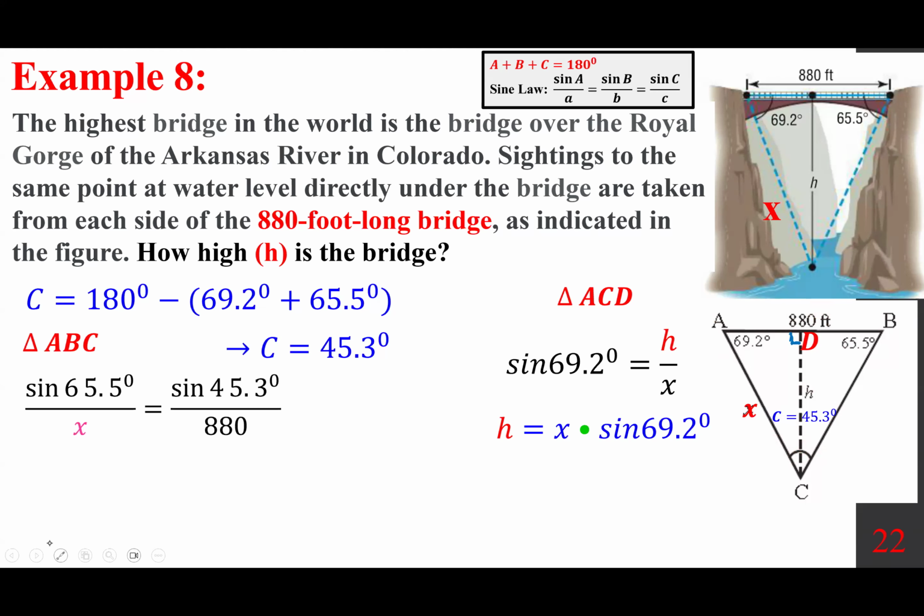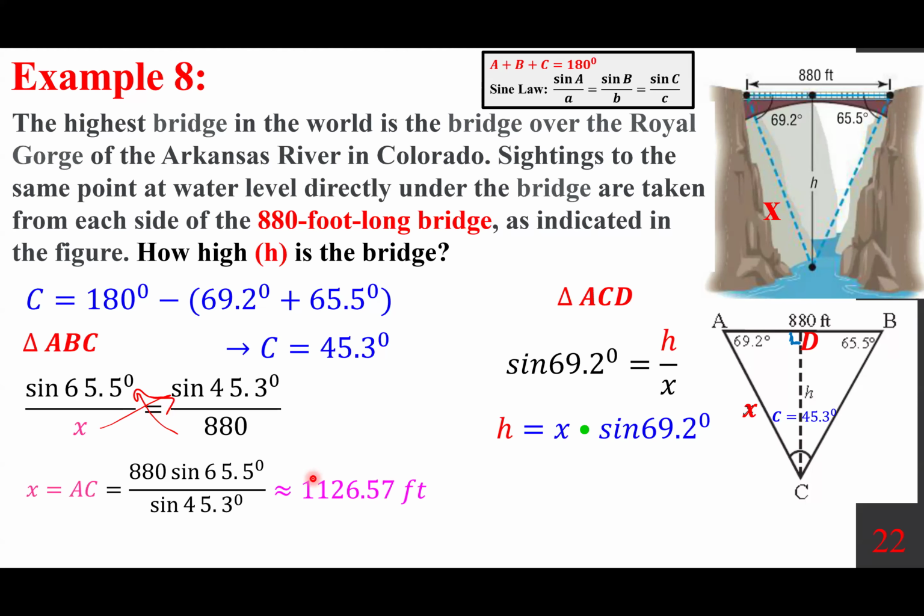And cross product indicates X times sine 45.3 is 880 times sine of 65.5. So X is the product of these two divided by sine of 45.3. You have to put it into a calculator or replace the X exactly here, either way.